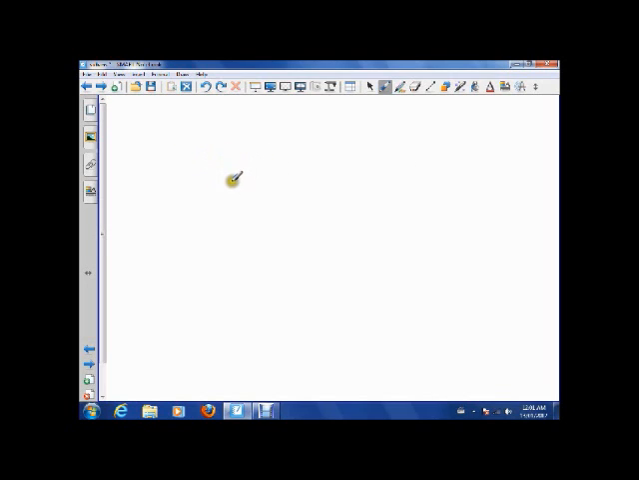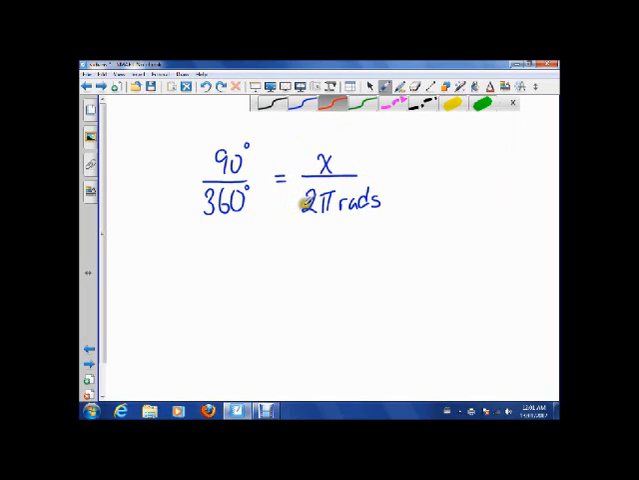Well, what we're going to do is set up a proportion. The trick is that out of 360 degrees, we have 90 degrees. And 360 is the total, and you remember that in total we have 2 pi radians. The question is, 90 degrees out of 360 is how many radians out of 2 pi? I'm going to put a little x there. And now we need to solve. All we do is cross multiply and figure out what x is.